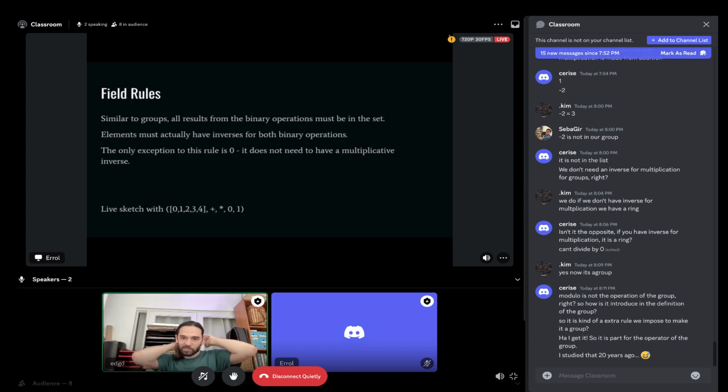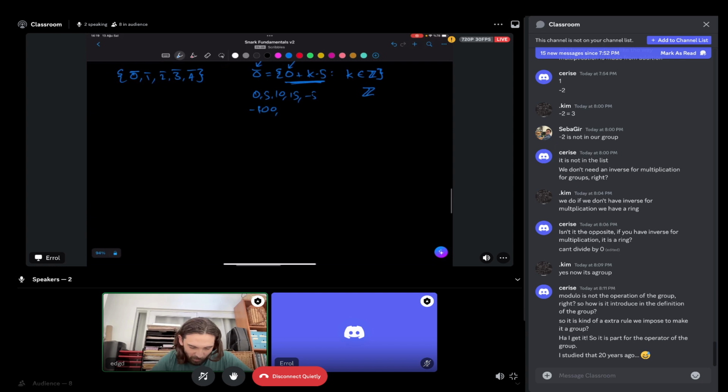Similarly with rules, when will something actually be a field? Well, everything has to have an inverse. It has to have an additive inverse as well as a multiplicative inverse, except for the number 0 because it can't have a multiplicative inverse. And let's just sketch a thing quickly.